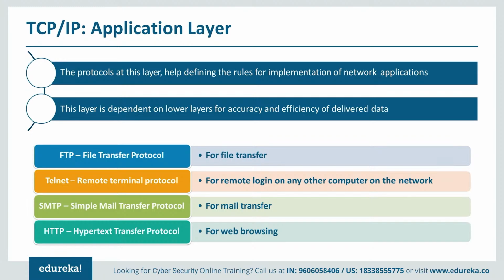What is FTP? FTP is simply a file transfer protocol. It helps us transfer files, share a file from a server or store some files on the server. Telnet is a remote login protocol. It helps us to log into a computer remotely. SMTP is the simple mail transfer protocol, which helps us to send emails.